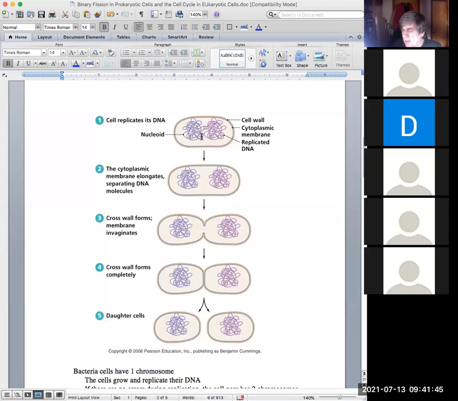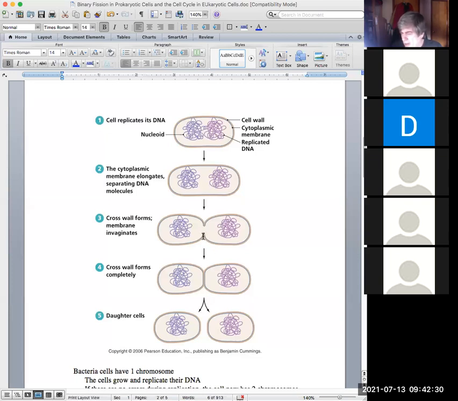Now, after the DNA is replicated, and notice we can kind of see there's a little loop that attaches this chromosome to the plasma membrane, the cell grows a little bit. And it grows in the space between the two chromosomes. And as it grows, the plasma membrane and the cell wall stretch. And since this little loop connects the chromosome to the plasma membrane, when the plasma membrane stretches in this middle area, this pushes the two chromosomes apart.